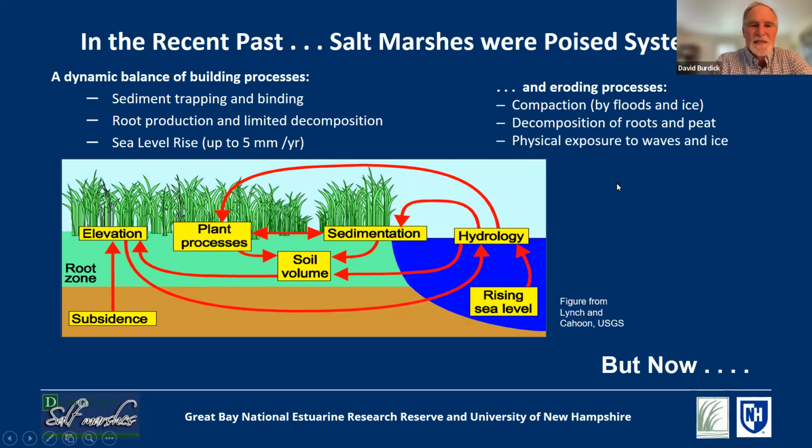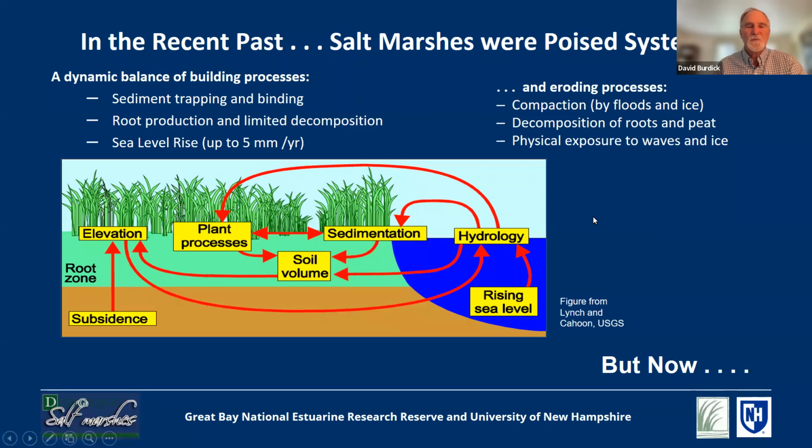Probably a lot of you have seen this slide, as well as the previous one, or just know the information that salt marshes build with sea level. So as sea level rises, the salt marshes build in elevation. And they're poised systems. It's a balance of building processes, so the plant growth, production of below ground biomass, which is approximately 5 times what you see above ground. So whatever you see above ground in a salt marsh, you multiply it by 5 for the below ground contribution.